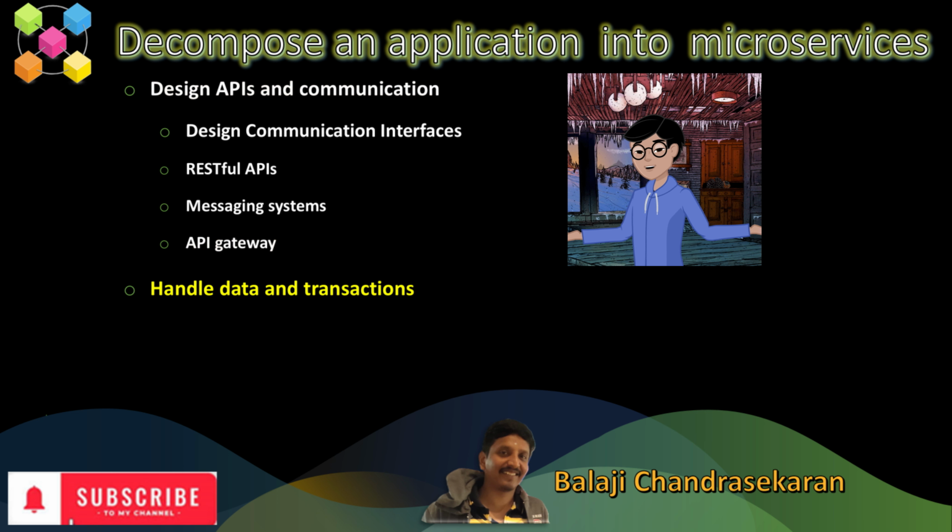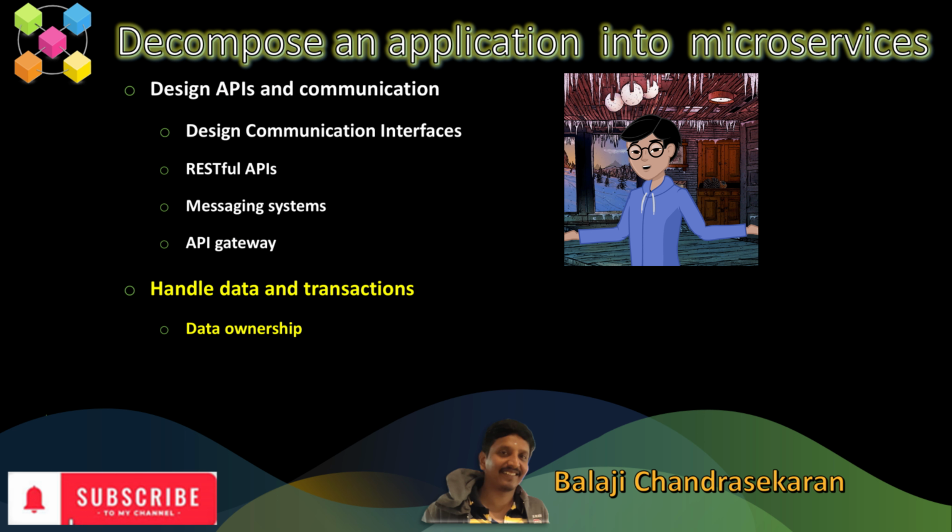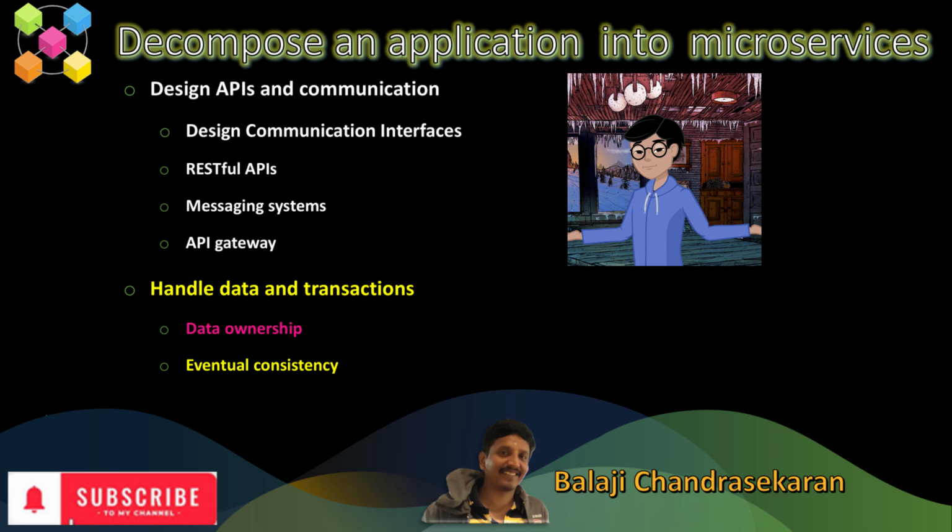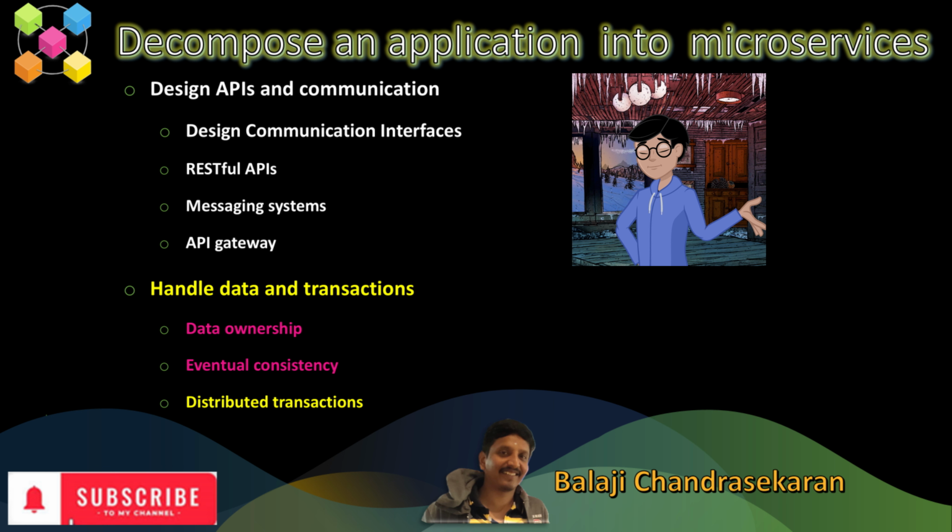Handle data and transactions. Each microservice should own its own data. Avoid direct data sharing between services. If multiple services need to access the same data, they should communicate through APIs rather than accessing a shared database. In distributed systems like microservices, it's difficult to maintain strict consistency across services. Instead, adopt eventual consistency principles where appropriate. Consider using sagas or compensating transactions to handle distributed transactions across microservices when necessary.